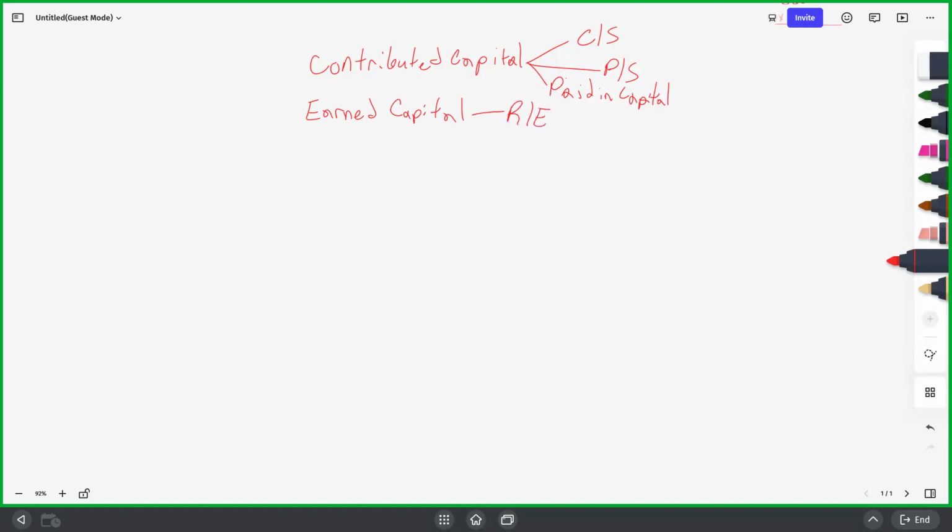So let's run through this real quick. Contributed capital and earned capital. The reason why we separate these in equity is because they're both very different ways that we're earning capital that is not through debt. Contributed capital is when people give us money to run our company by buying either common stock or preferred stock. In addition, due to that, we get paid in capital in excess or additional paid in capital. Basically, this is what has been contributed to us.